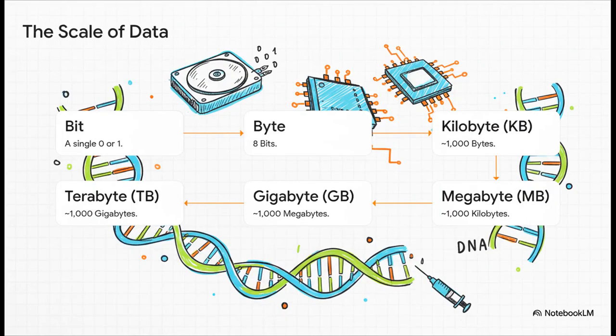The real magic is how these simple little bits build on each other. You take a group of 8 bits and bam, you got a byte. That's enough to represent something like a single letter of the alphabet. From there, we just start scaling up to the words you already know, right? Kilobytes, megabytes, gigabytes, and terabytes. And each step up is roughly 1,000 times bigger than the one before it.